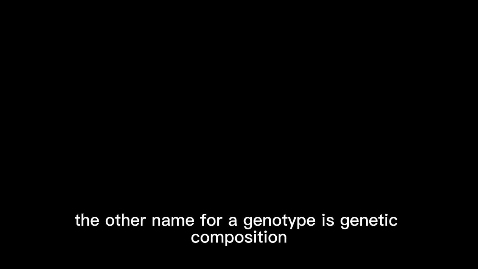So when these alleles, remember we've said alleles are different forms of the same gene, and there are two types of alleles, dominant and recessive. When these alleles are combined together, they form a pair. They don't exist independently, but they exist as a pair. So a pair of alleles which is determining a given characteristic in an individual is what we call a genotype. A genotype is a pair of alleles, and the other name for a genotype is genetic composition.